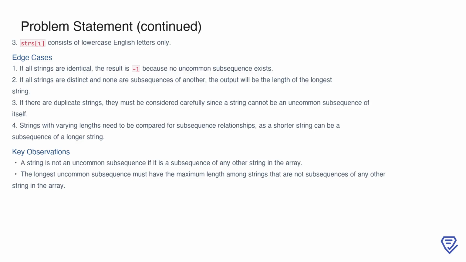Duplicate strings also need special attention, as a string cannot be an uncommon subsequence of itself. Finally, strings of varying lengths must be checked carefully, since a shorter string can still be a subsequence of a longer string. The key observation is that a string can only qualify as an uncommon subsequence if it is not a subsequence of any other string in the array. The longest such string determines the final output.